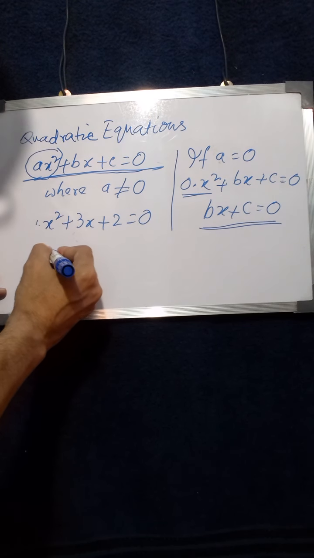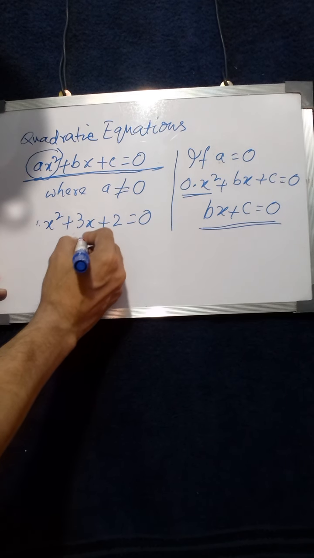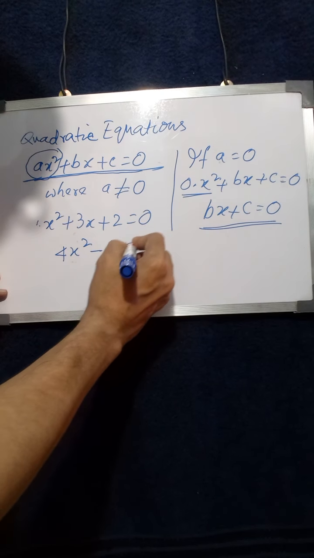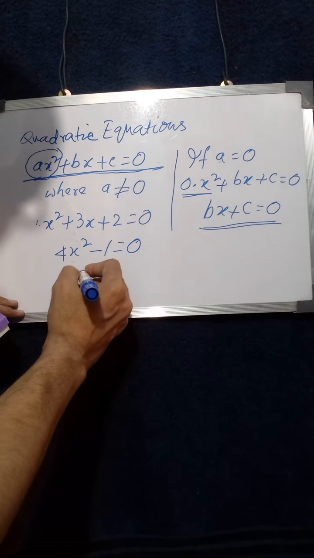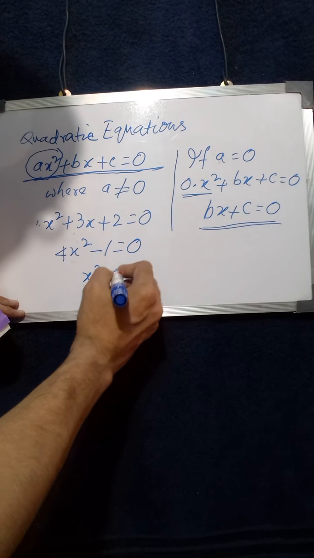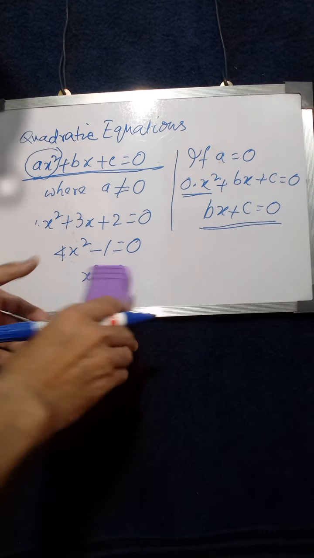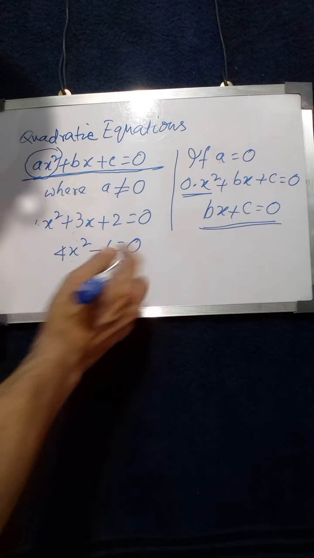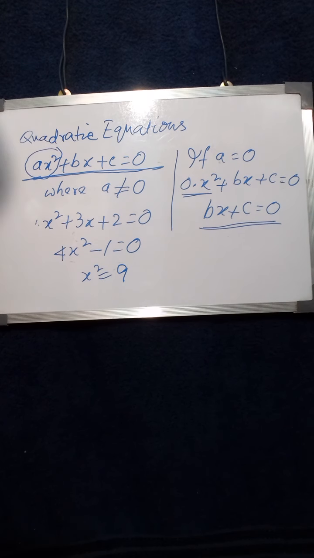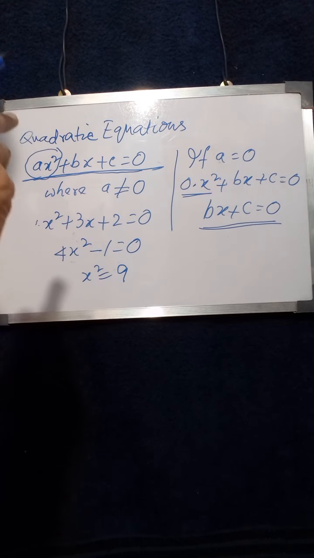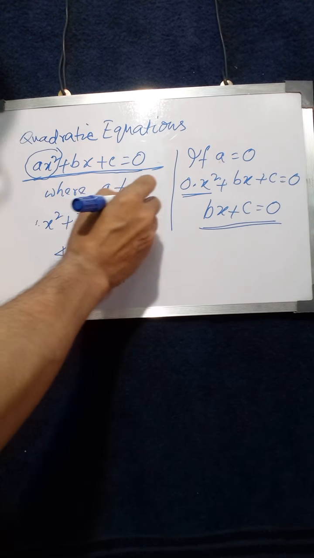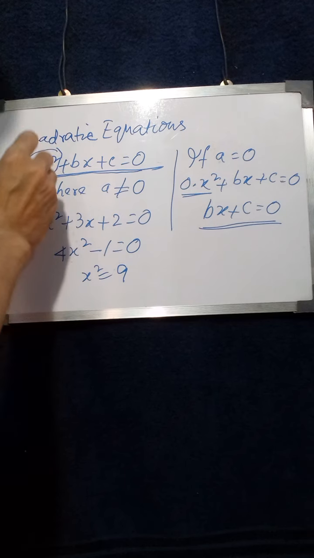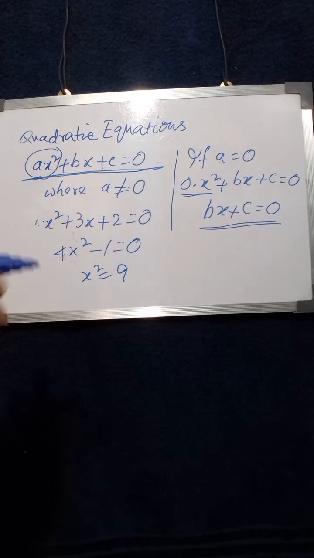For example, if you write 4x square minus 1 is equal to 0, this is quadratic equation. If you write x square is equal to 0, or say x square is equal to 9, quadratic equation. So one thing, the very basic thing we need to remember, a must not be equal to 0. That is, x square term must be present in the equation.